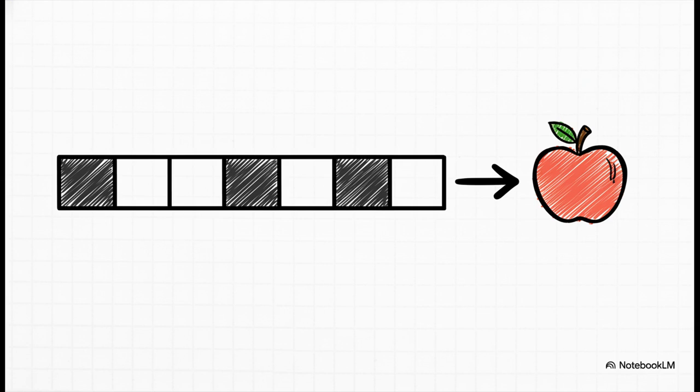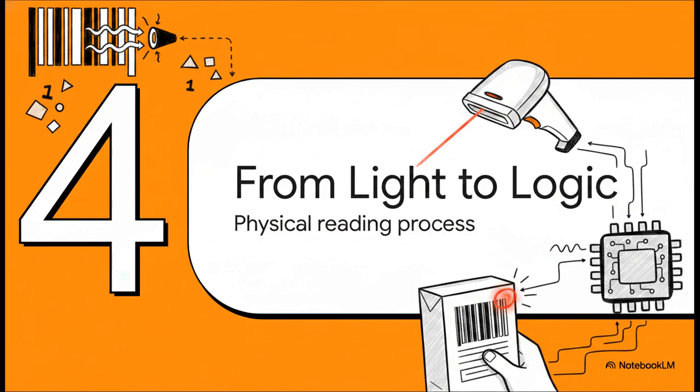In the standard UPC-A system, which is what we literally use on retail products globally, each number from 0 to 9 is represented by a unique 7-module pattern of these alternating bars and spaces. Pretty clever, right? Section 4, from light to logic.